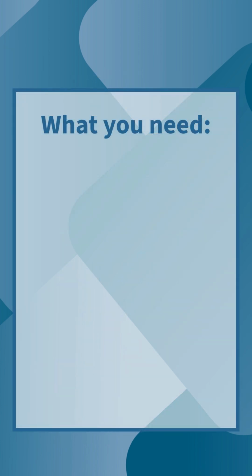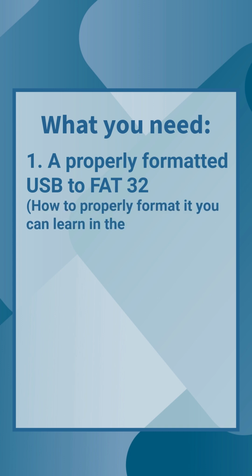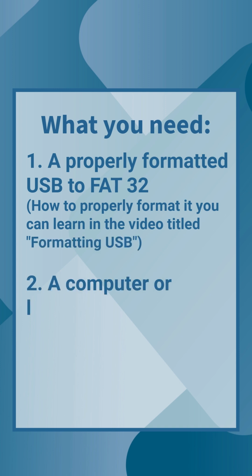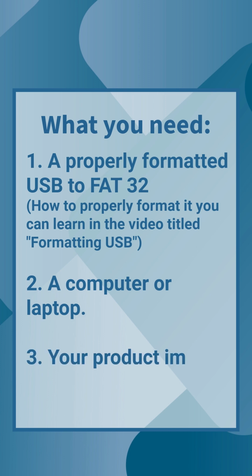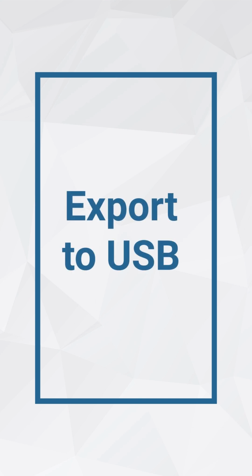What you will need to start: 1. A properly formatted USB to FAT32. How to properly format it you can learn in the video titled Formatting USB. 2. A computer or laptop. 3. Your product images. We will start by exporting the machine inventory and transferring it as an Excel sheet onto your USB.